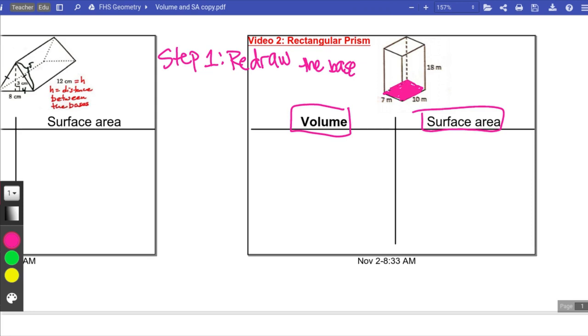So we picked this one right here. We're going to roll with that. So I'm going to redraw it right here. I'm going to try my best. It looks something like this. I know it's not the best.